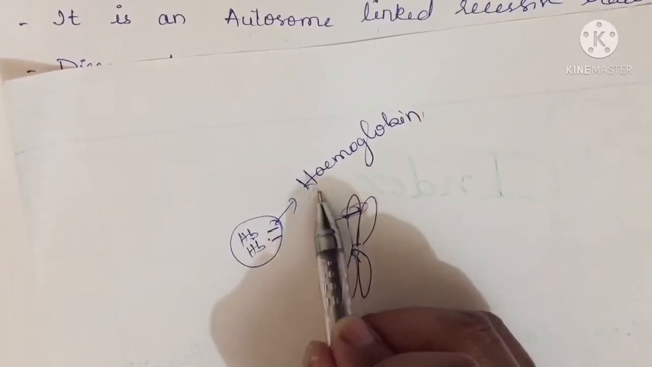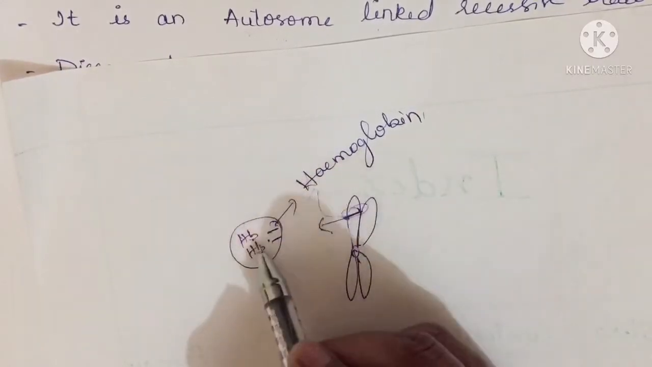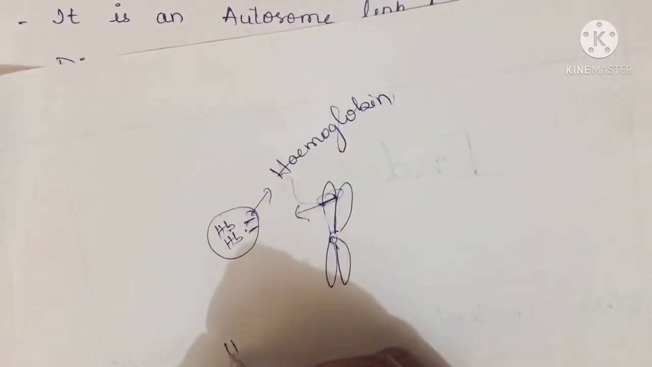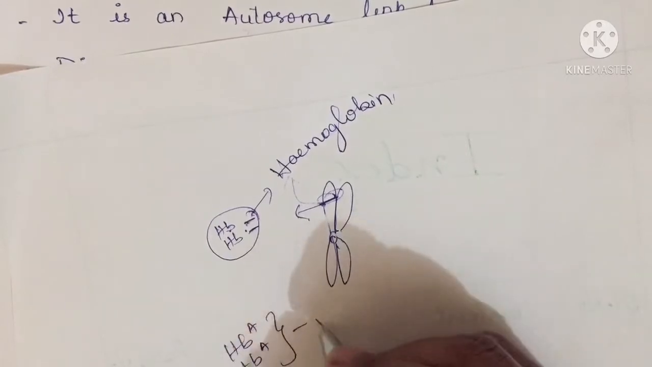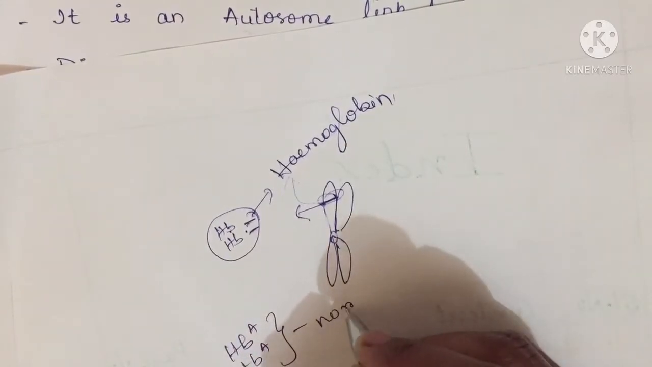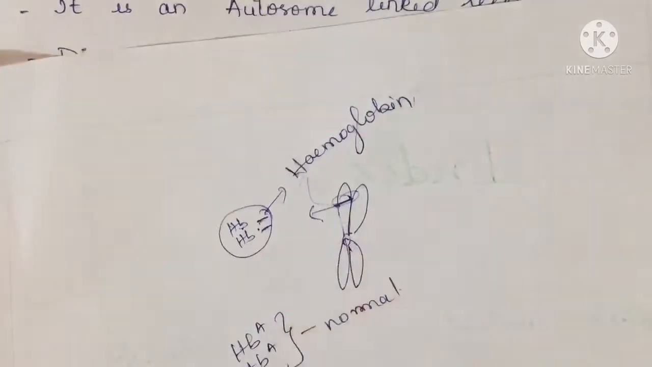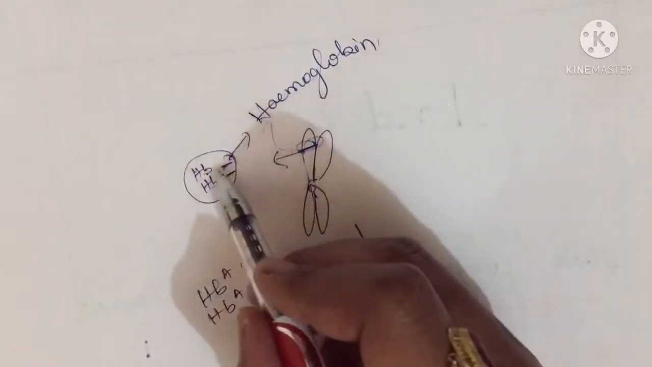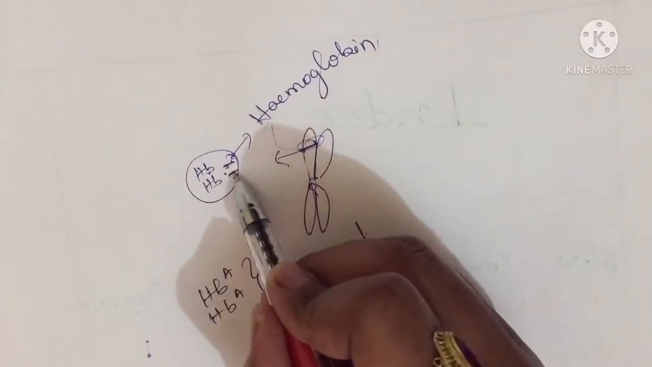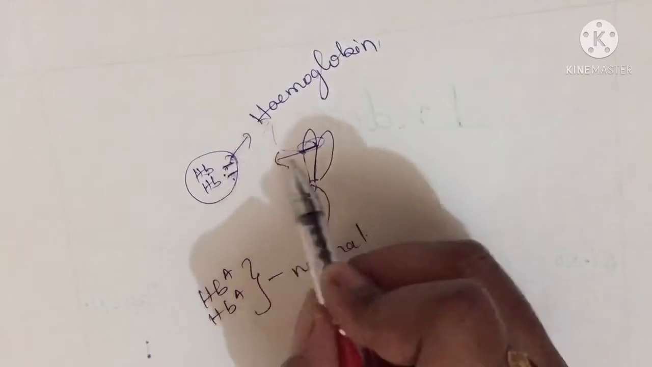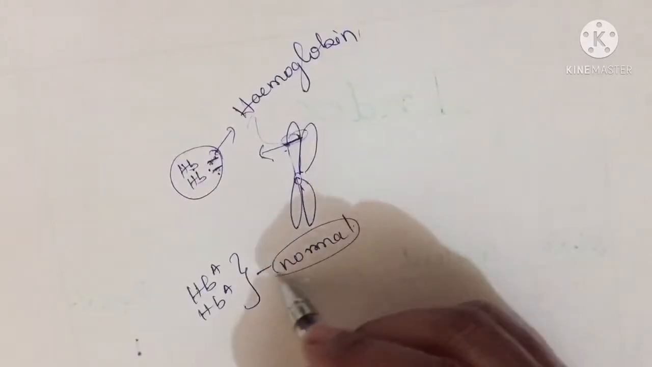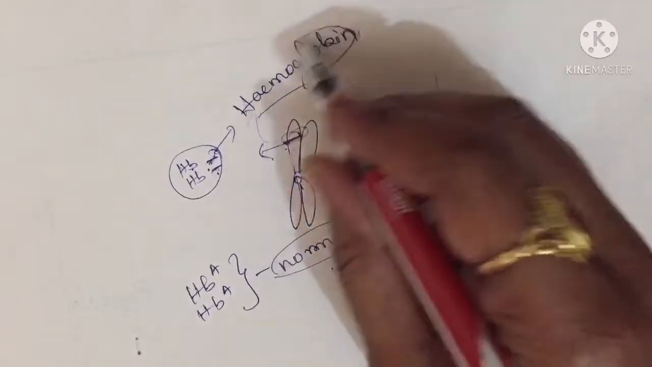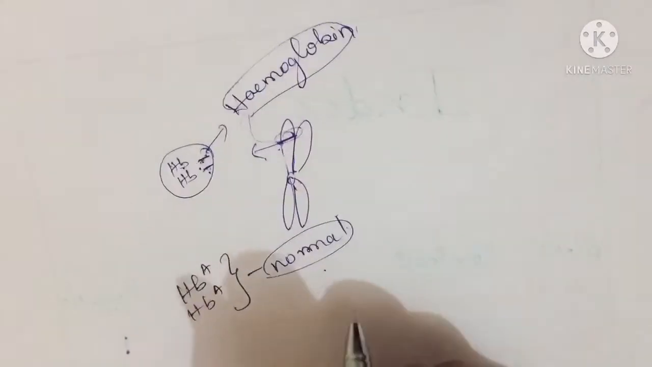to produce hemoglobin. Now, if the pair of alleles is HbA, HbA, then that is normal. If both the alleles present in a gene are normal, then the individual will be normal. How normal? Which means normal hemoglobin will be produced in that individual.